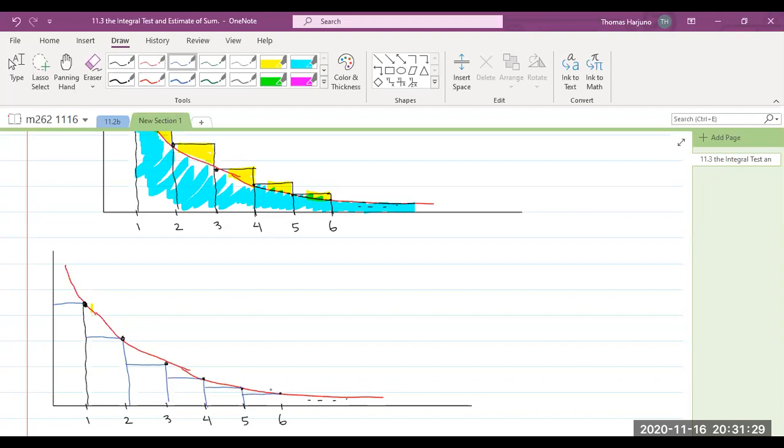Notice that this is A2, right? This is A2. So the infinite series starting from 2 is always less than the integral starting from 1. Why? Because the total area of these boxes is less than the area under the curve by this much.